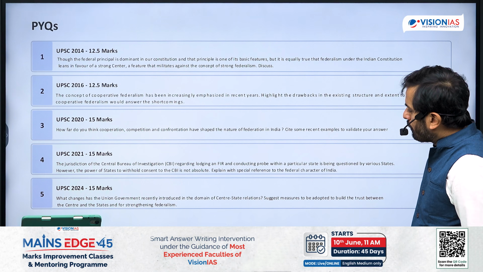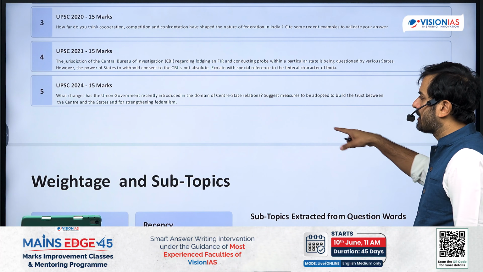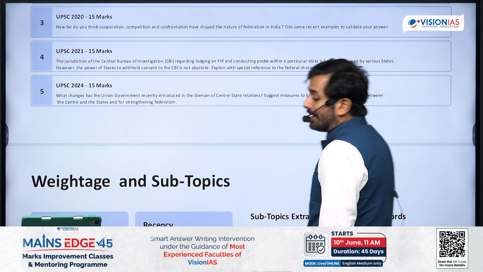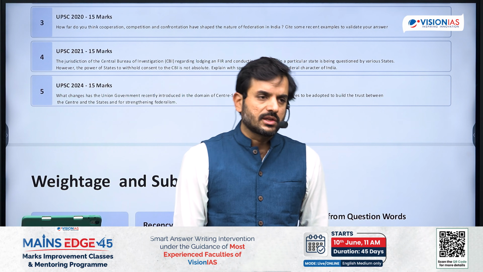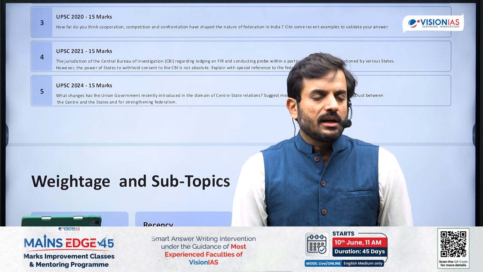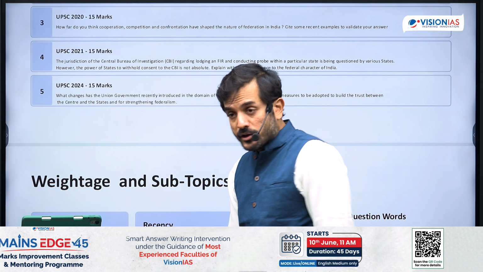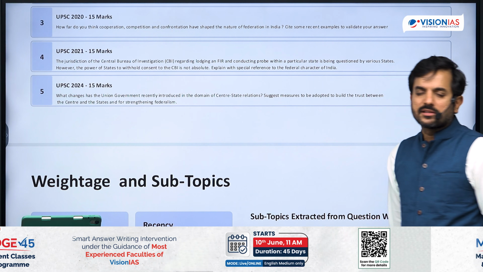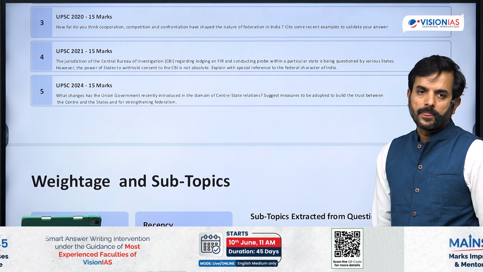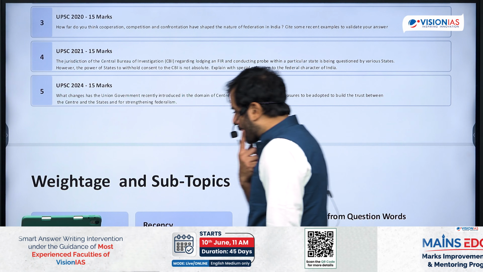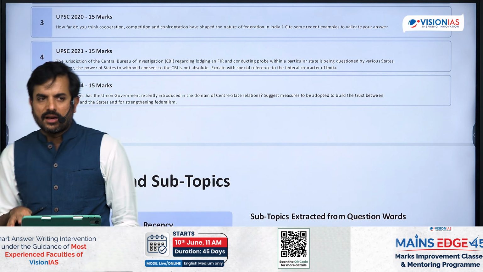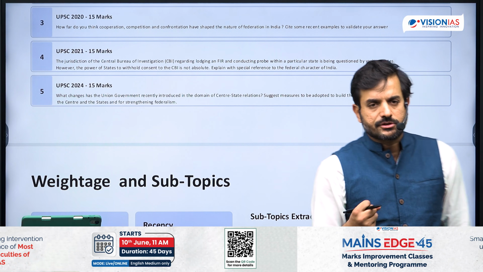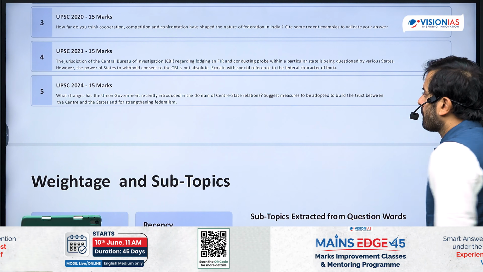In 2024, UPSC asked what are the changes that the union government has recently introduced in the domain of center-state relations. This could include GS2, this could include Niti Aayog, this could include changing the terms of reference for Finance Commission recommendations. Suggest measures to be adopted to build the trust between the center and the states for strengthening federalism in India. So this question is primarily about initiatives taken in the recent past, contemporary developments with respect to federalism, and secondly, what measures, the way forward, in order to strengthen federal functioning of the country.